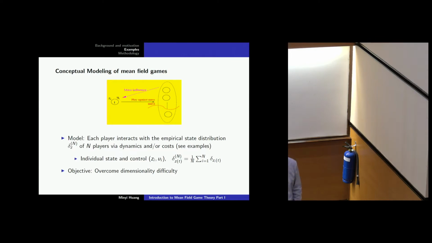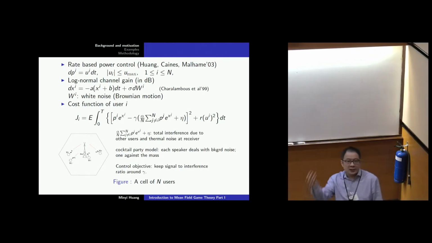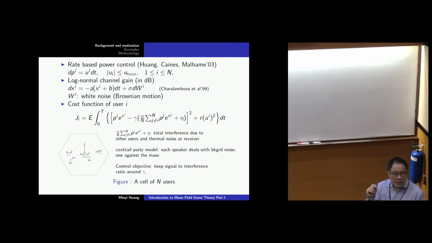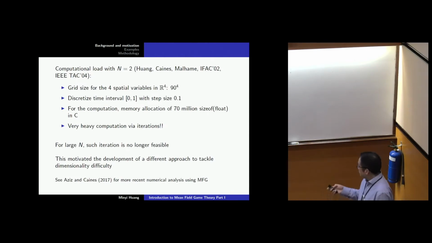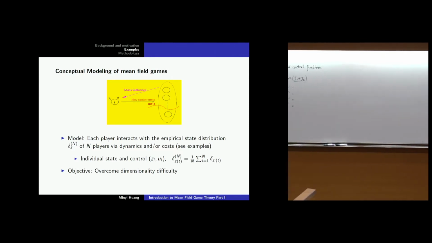Given the motivation here, let's do a little bit of abstraction. Let's check what we can do if we want to develop a general theory to handle this kind of dynamic optimization problem with a very big population. So here is the conceptual modeling of the mean field game. It will look like this.